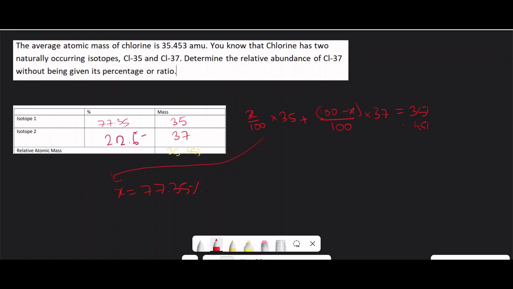So this actually makes sense, right? Because our most abundant isotope is closer to this mass, and that's why we get our average atomic mass close to 35. I hope you understood this.